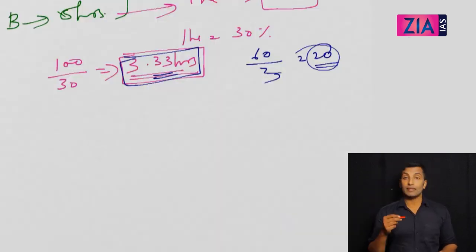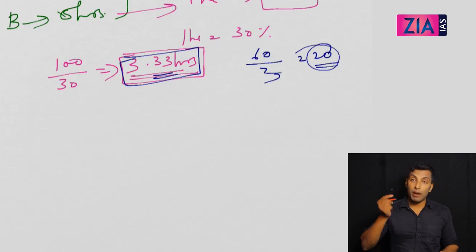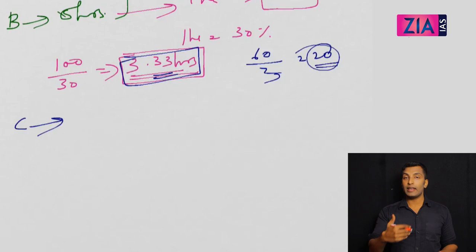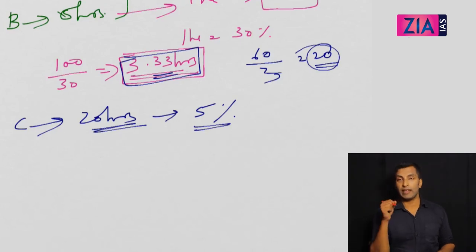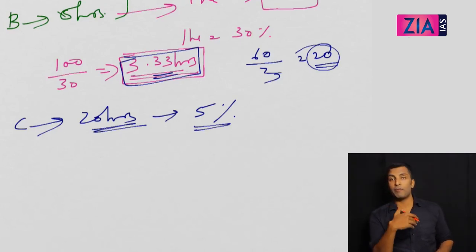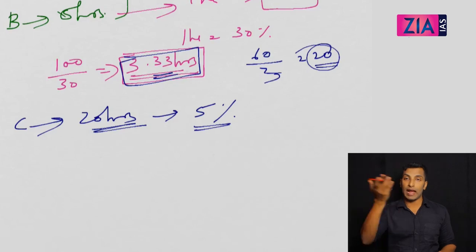Now, what is the concept of negative work? There will be one more tap or a leak which can empty the tank in, let's say, 25 hours or 20 hours. So pipe C is the leak or outlet pipe which can empty the tank in 20 hours. So in 1 hour, 5%. In 1 hour, that pipe will empty 5% of the tank. Now the question will be, if all three open together, by what time will the tank be filled?